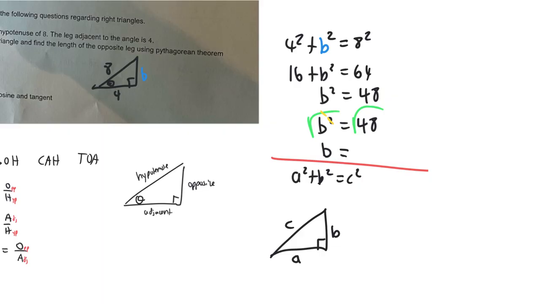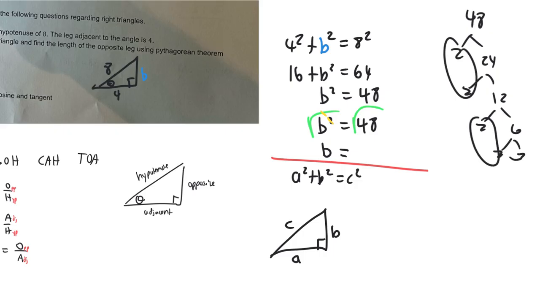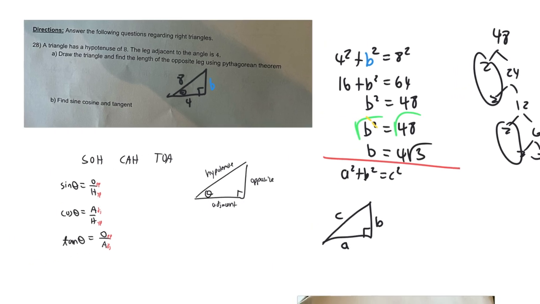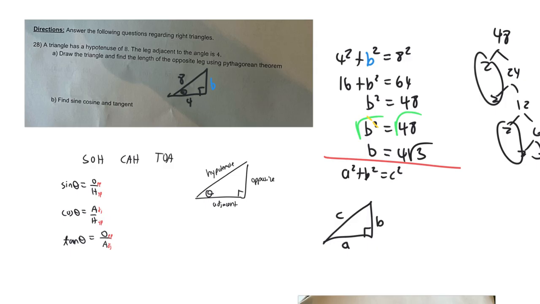And this can be simplified because 48 turns into 2 times 24, which is really 2 times 12, which is really 2 times 6, which is really 2 times 3. We have a pair of 2's, we have a pair of 2's. So that means 2 2's get out, giving us a 4 radical 3. Okay, so we satisfied finding the length of the opposite leg using the Pythagorean theorem. It is a strange number, but that is the answer. It's 4 radical 3.